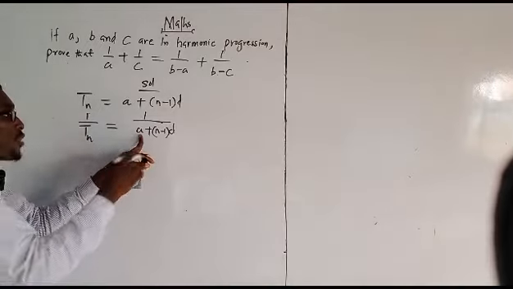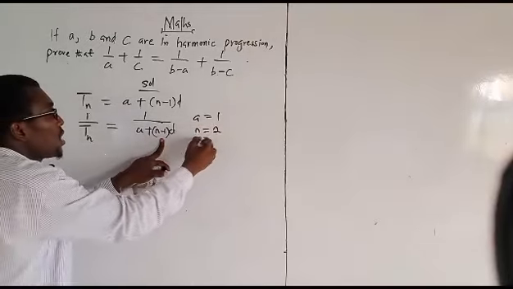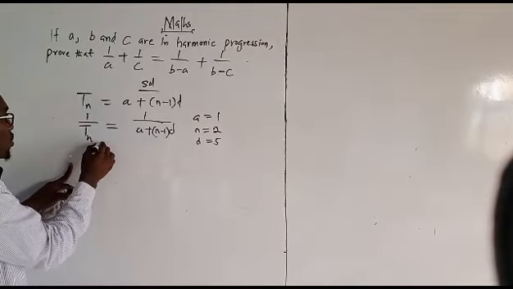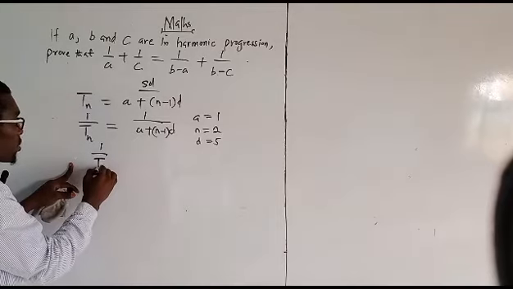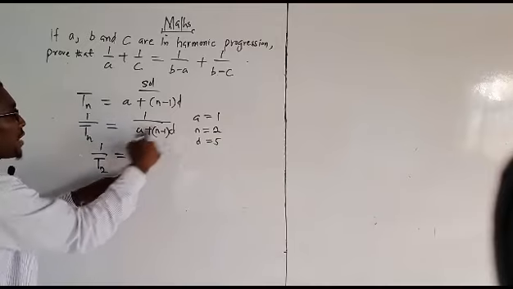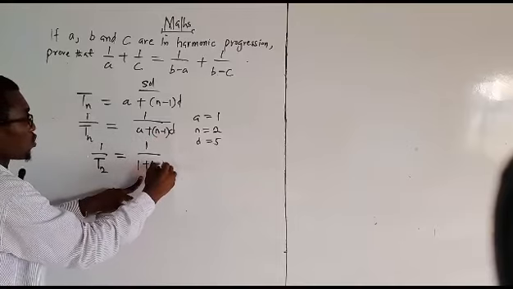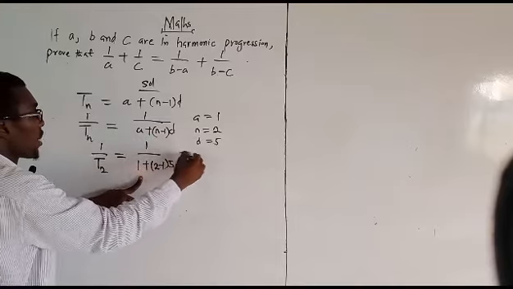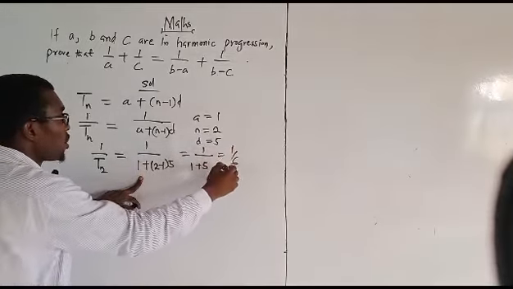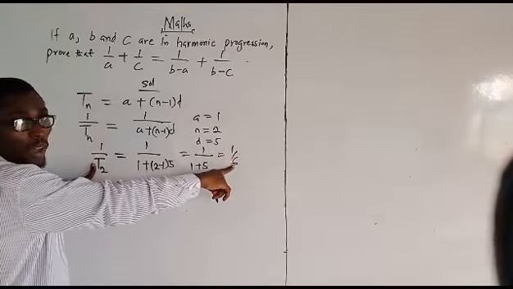So let's say a is 1, for example, and let's say n is 2, and let's say d is 5. In this case, we shall have 1 over T sub 2, because n is 2, equals 1 over (a is 1, so you put 1 here, plus n is 2, so 2 minus 1, then d is 5). And this will give rise to 1 over (1 plus 5), and that will give us 1 over 6. So this will be the second term of the harmonic progression.